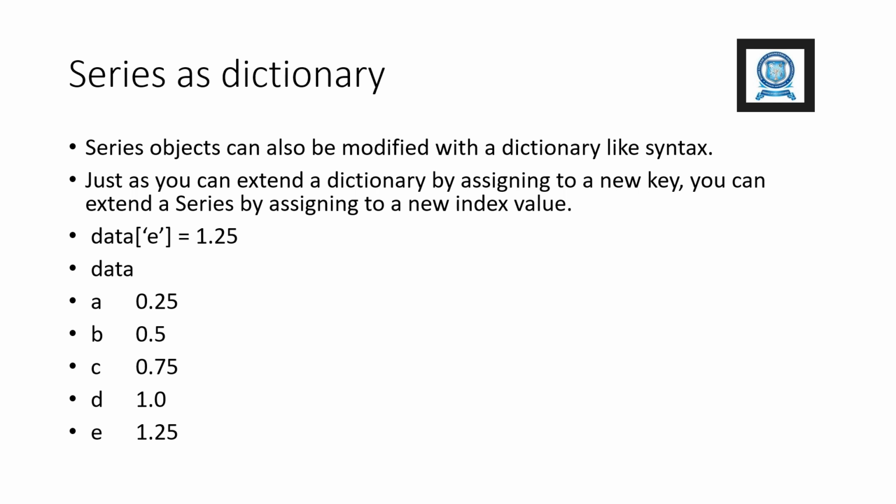Series objects can also be modified with a dictionary-like syntax. Just as you can extend a dictionary by assigning to a new key, you can extend a Series by assigning to a new index value. See here in this example, data of 'e' is equal to 1.25. So the new index will be added in the index table and the value will be added in the data Series. Here if we print data, all the corresponding indexes and their values from a to e will be printed. We can understand that e is updated in both the tables.